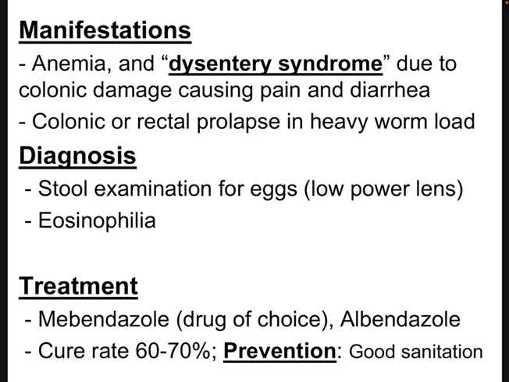Now, diagnosis is stool examination for eggs, low in volume, and the egg is large. And eosinophilia. Eosinophilia also increases in parasitic infestation and in allergy. In parasitic infestation, IgE and eosinophils will be increased. In treatment, albendazole is the drug of choice. The cure rate is 60% to 70%. Prevention: good sanitation, of course.